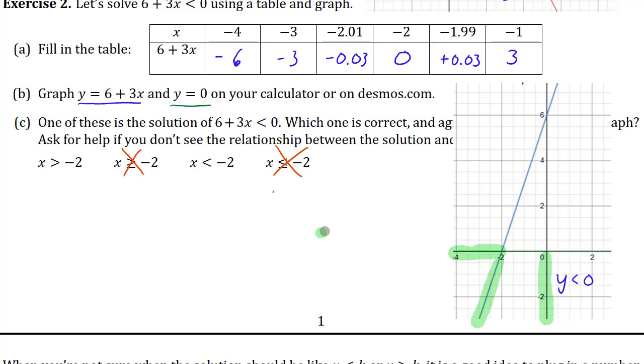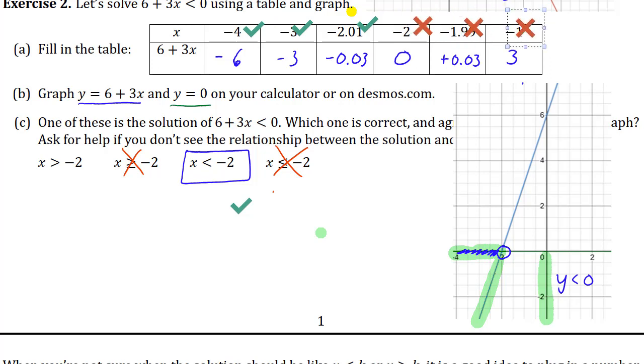Not actually equal to -2, because that gives you 0. But -2.01 is good, because -0.03 is less than 0. So is x equals -3, x equals -4. All of these values of x out here are solutions. So that's x is less than -2. And you can see that in the graph. These values of x are solutions. These ones, not so much.